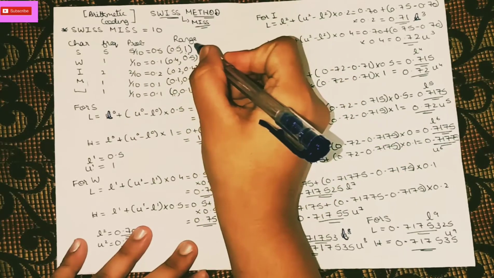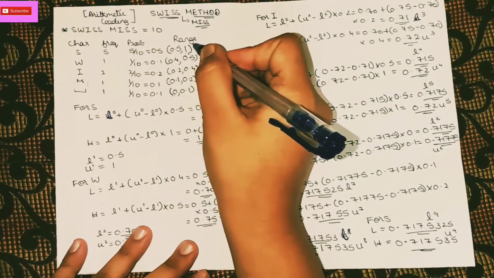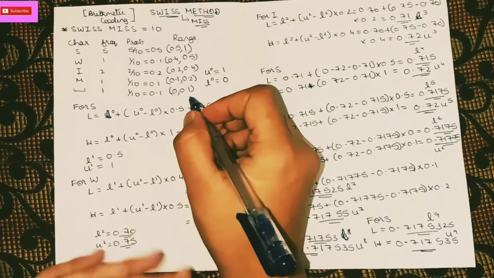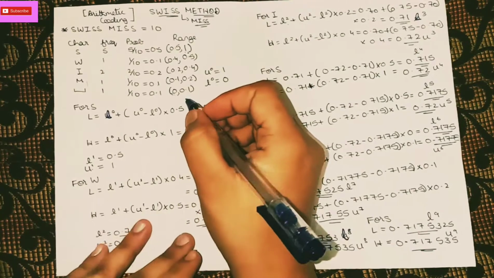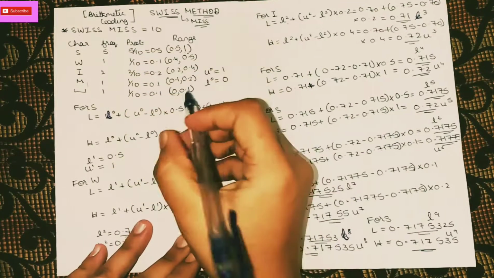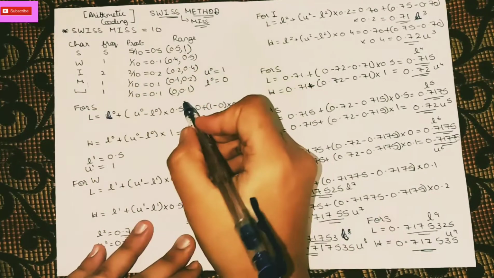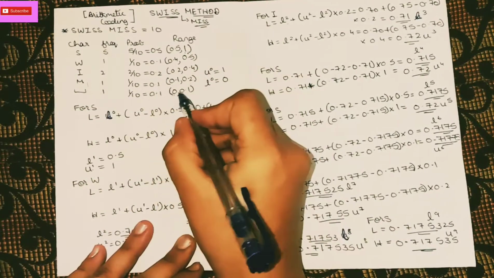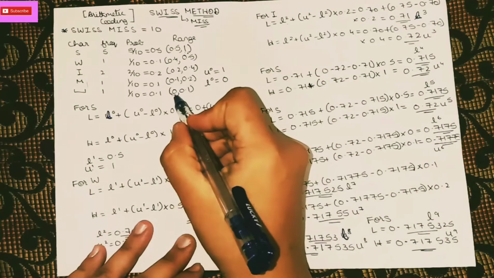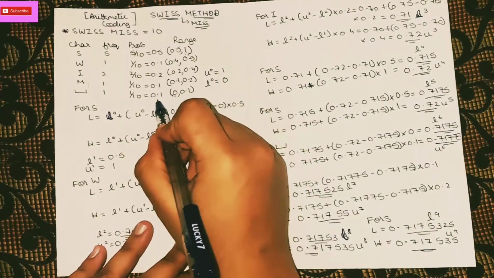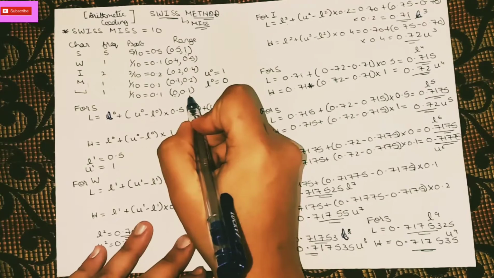How to calculate the range? The range can be calculated by starting from the last letter. The last symbol, which is space here, we start from 0. Then take 0.1 as its probability.